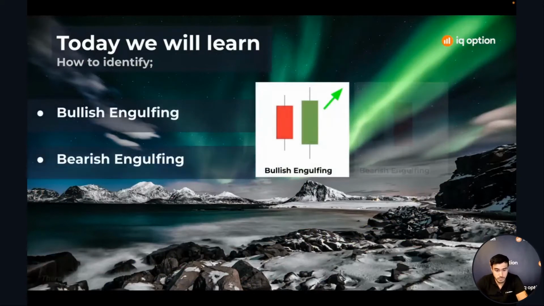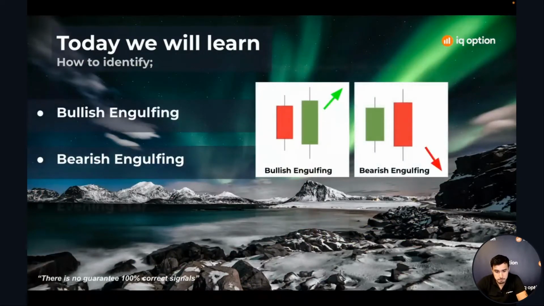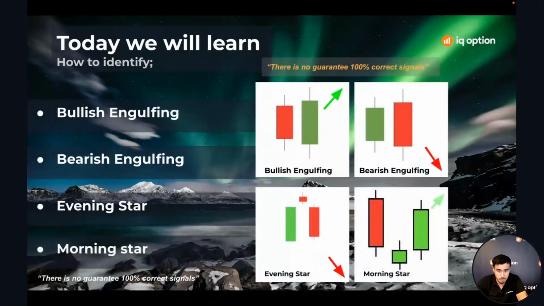About today, we have prepared these four: bullish engulfing, this one; bearish engulfing, the opposite; evening star; and morning star. These four are also very popular and very useful, widely used in trading.